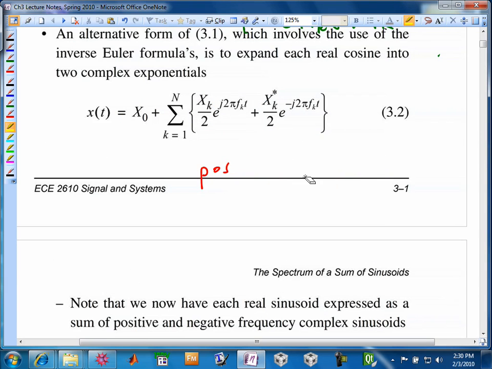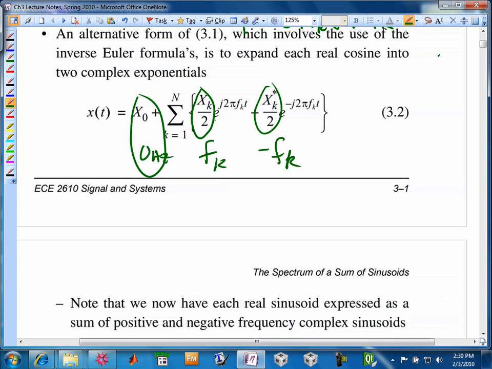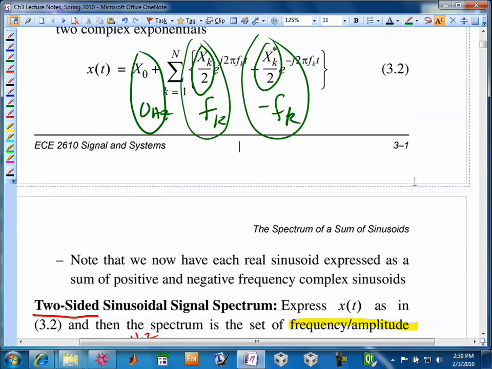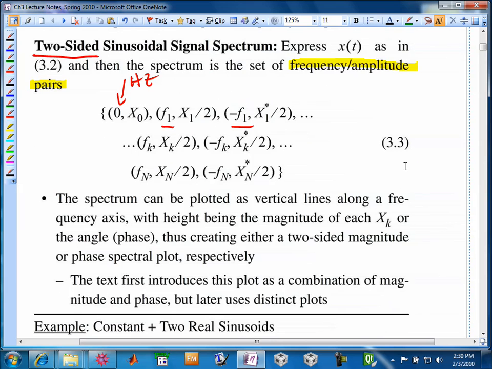If I scribble off all that stuff, we have one pair that's associated here with just 0 frequency, 0 hertz. And then the next set of pairs is these guys, the x sub k over 2 goes with f sub k, and then the x sub k conjugate over 2 goes with minus f sub k. Those are all pairs, though. They're amplitude and phases. The xk over 2 is complex, so it has magnitude and phase. So we have pairs, and that's the pairing that I have here in equation 3.3.